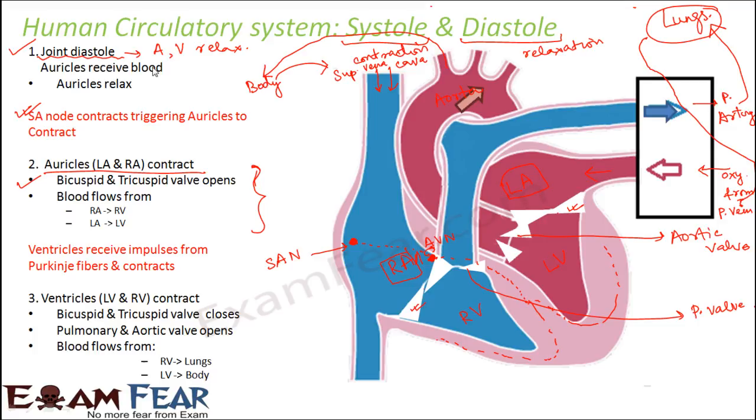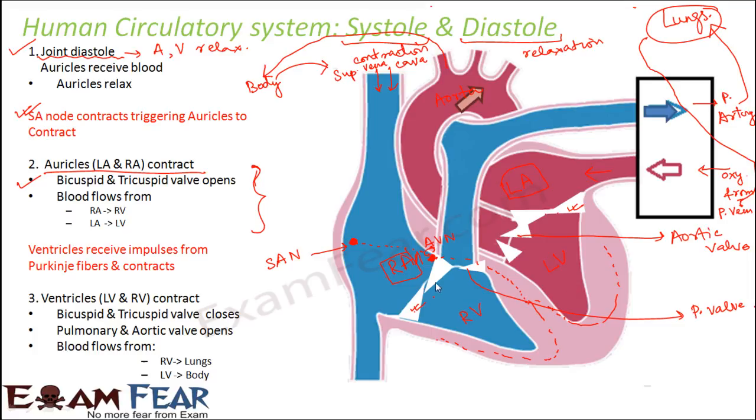The first step is joint diastole, when both the auricles are relaxing. So both the auricles will receive blood. Then what will happen? This SA node will generate a signal, and that is when the auricles will contract. So both the auricles will contract simultaneously, and the bicuspid and the tricuspid valves will open. So the blood will flow from right auricle to right ventricle and also from left auricle to left ventricle. That is the second step.